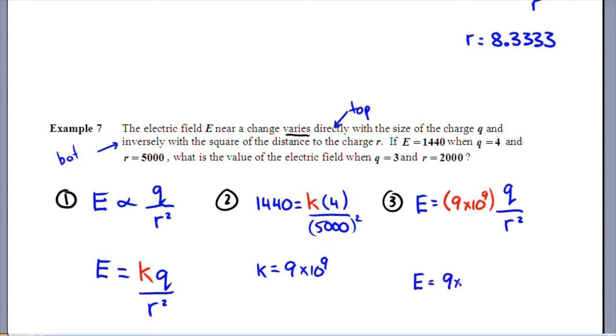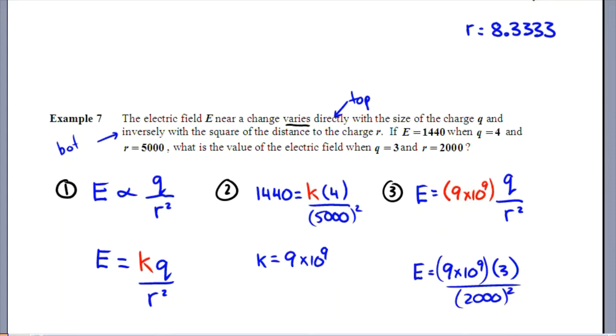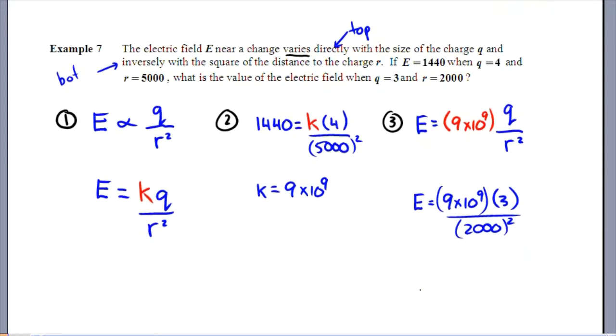Got my 9 times 10 to the 9. Q is 3, and R is 2,000. And that has to get squared. And the answer for that, it terminates, so I don't have to write 4 decimal places down, 6,750. So it's just 3 steps. Write down the proportionality. Step 2, use the full information to find the constant of proportionality. And then 3, just go ahead and use it.